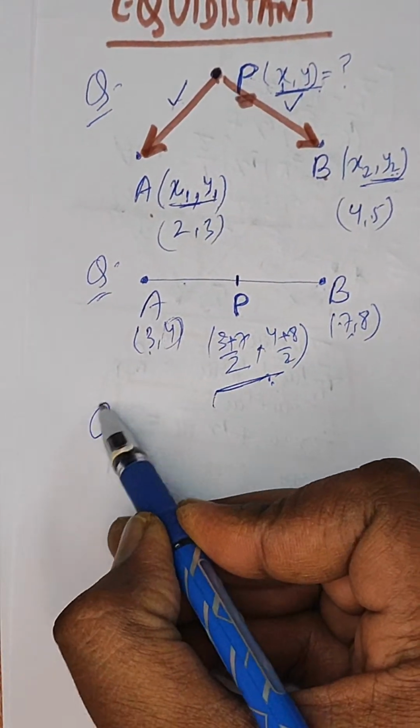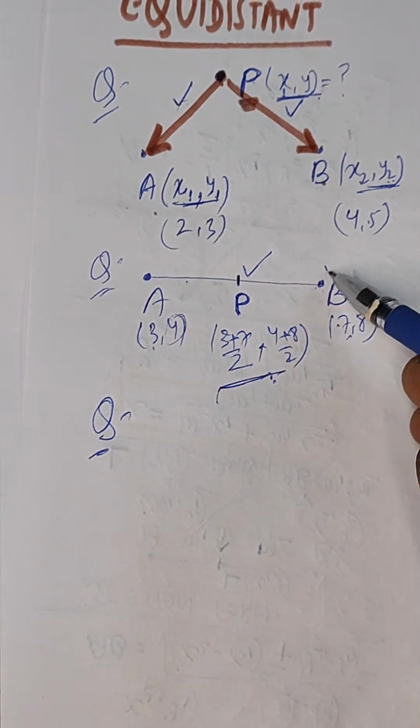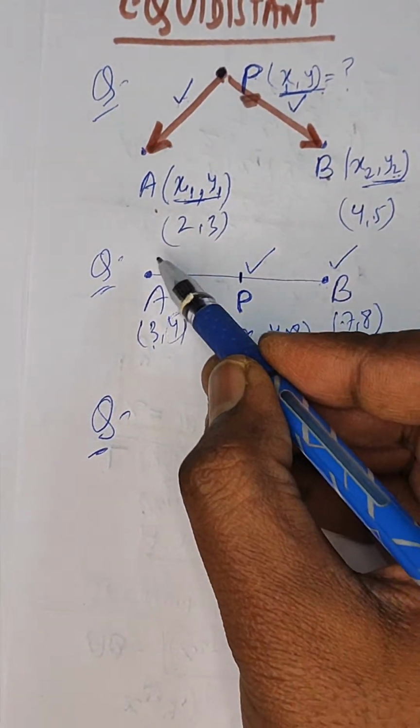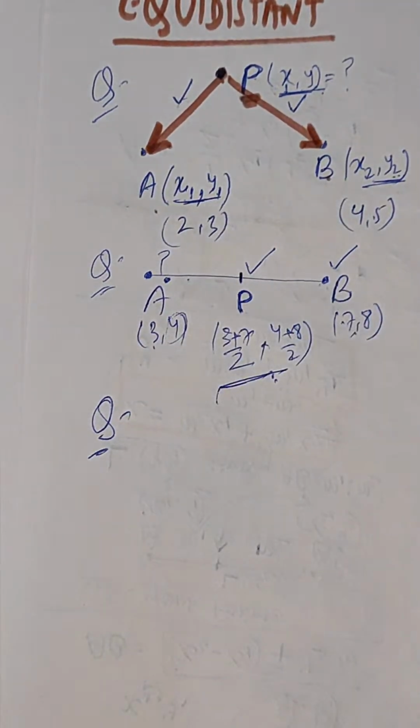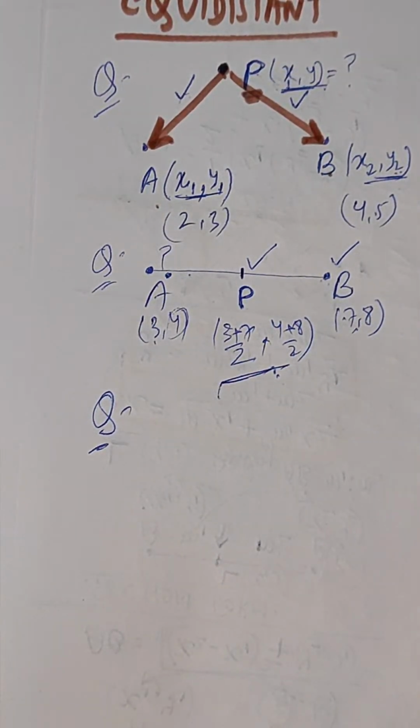And such questions can also come where the midpoint is given to you, one end is given to you, and you need to calculate the other part. Okay, so that can also be done, right? So after this you can see the section formula we already discussed.